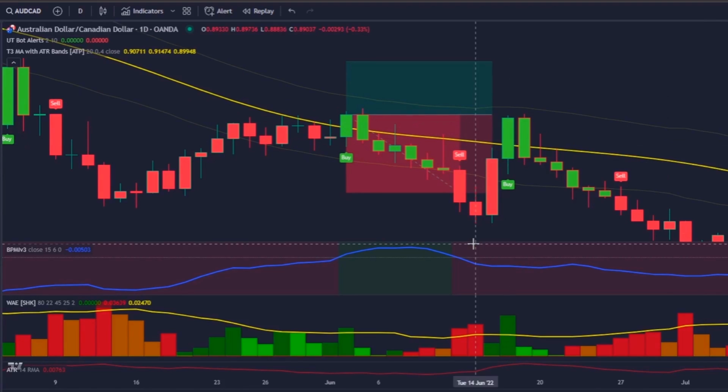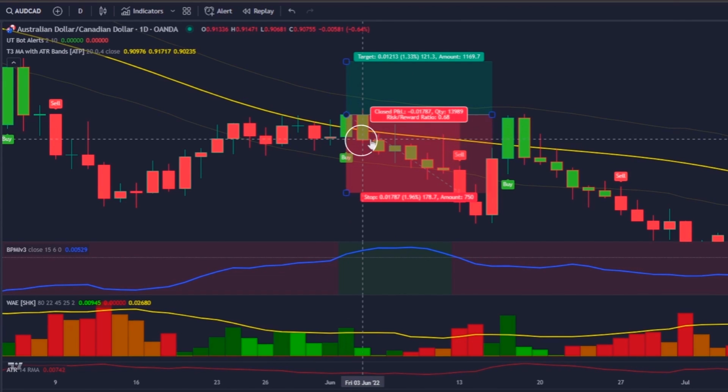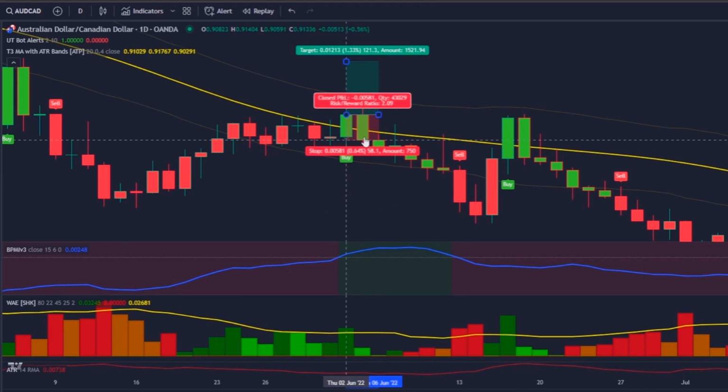Besides these exit conditions, if at any time the UT bot or the baseline indicators give an opposite signal during an open trade, you will close it as the odds are now against you.